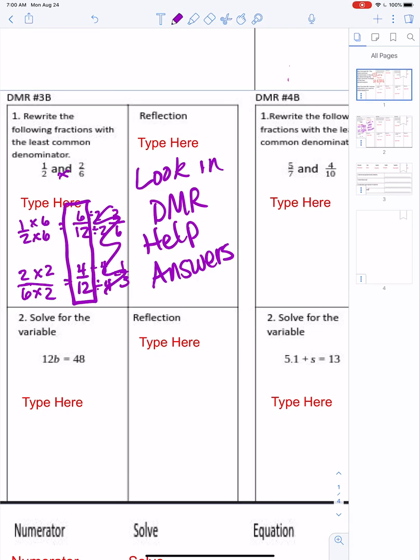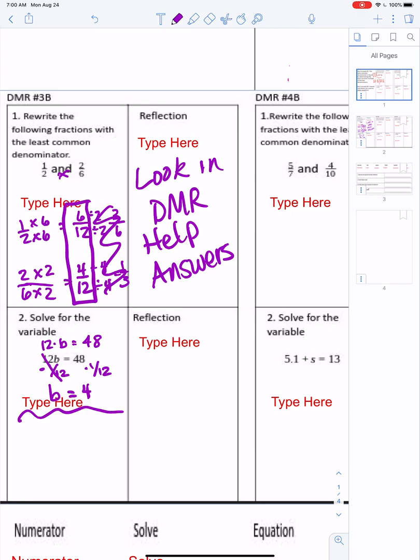This one is 12 times b equals 48. So we're going to use the inverse of multiplication, which means multiply by the reciprocal, or it just means divide. So the reciprocal is times 1/12, times 1/12, and that becomes 1. B equals 4. So that is multiplying by the reciprocal.